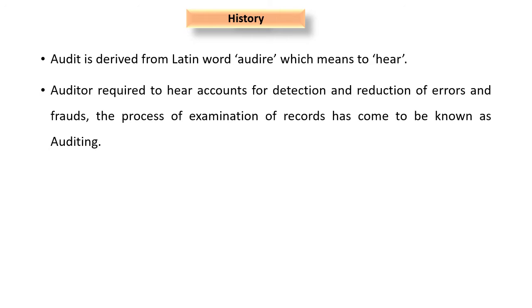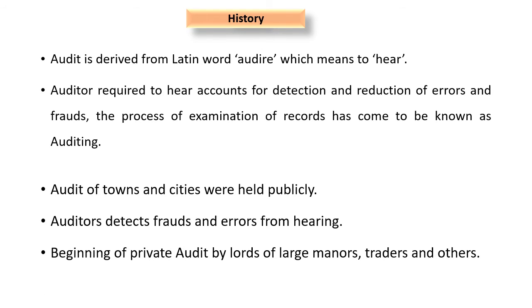Now let us understand the next stage of audit process, that is the medieval period. What happened during this medieval period? In the English speaking countries mostly, audits of towns and cities were held publicly, and the auditor used to detect frauds and errors from what they heard from the public. This has a record in the earliest 18th century, and this period also marked the beginning of private audit by lords of large manors, traders and other scribblers.